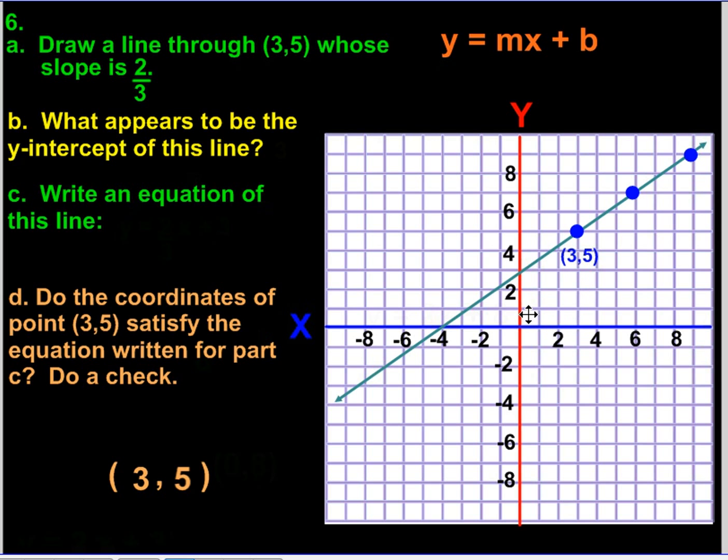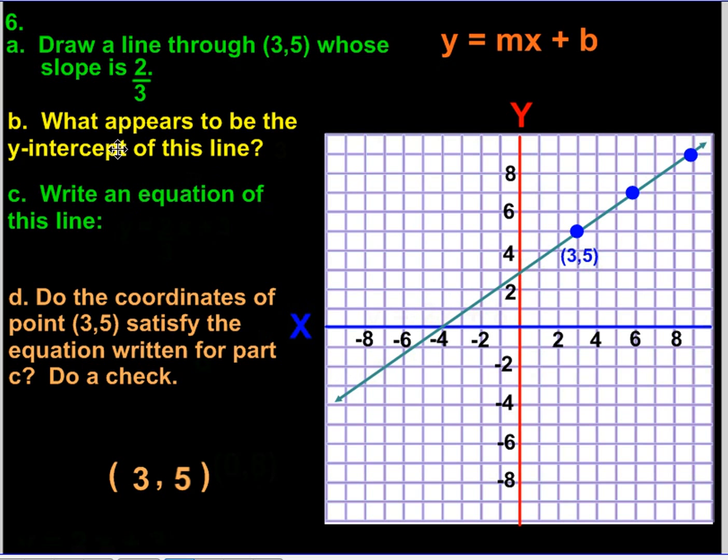Put that point there. And then I can plot additional points off of that by using the slope: 2 up, 3 to the right. So 2 up, 3 to the right, 2 up, 3 to the right. I could also go down 2 and 3 to the left, down 2, 3 to the left. It would also put me on the points on the line down this way.